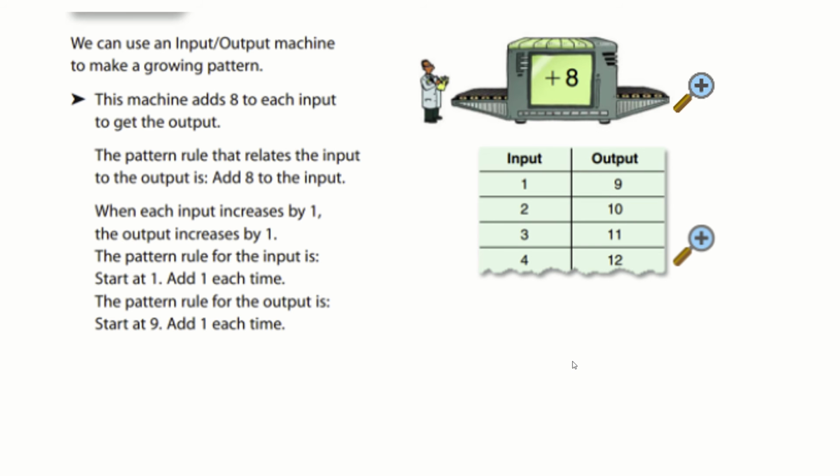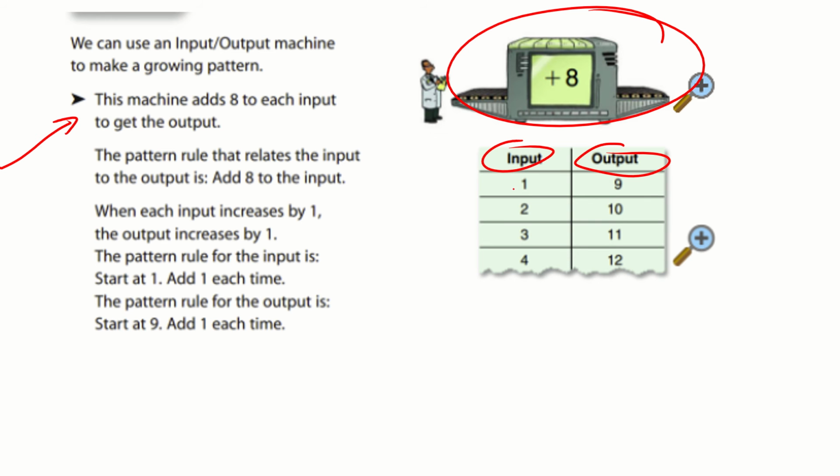So we can make an input-output machine to make a growing pattern. So, oh, my bad, guys. This machine adds 8 to each input to get the output. So basically, we have our input here, we have our machine up here, and we have our output here. So what we're saying is that our input, 1, plus the pattern up top, is going to equal the output. So 1 plus 8 equals 9. 2 plus 8 equals 10. 3 plus 8 equals 11. And 4 plus 8 equals 12. So the pattern rule that relates the input to the output is we add 8 to the input.